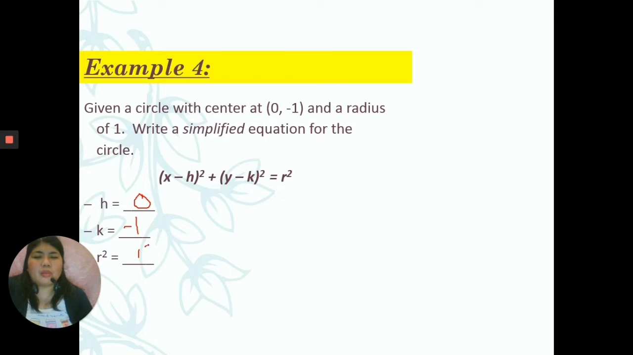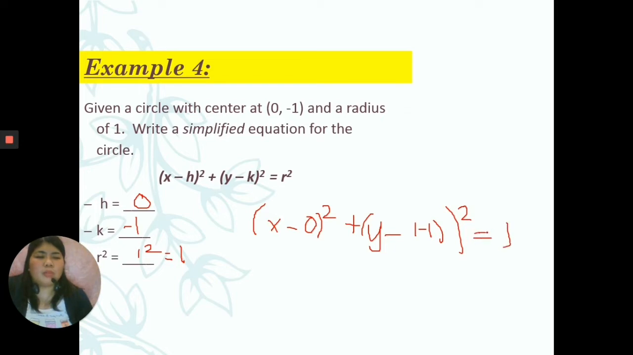So r squared is 1 squared, which is also equal to 1. After that, we will substitute our h, k, and r squared in our standard form. So just write the answer: x minus 0 squared plus y minus -1 squared equals 1. Then simplify.